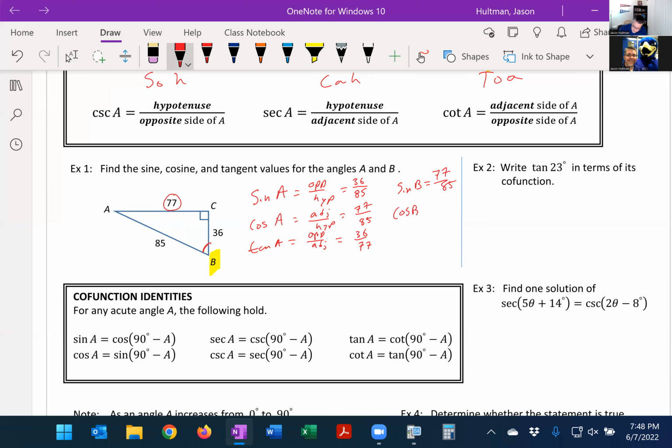The cosine of B, okay, that's going to be the adjacent. Well, the adjacent of what? The adjacent of angle B. So the adjacent here is 36, and the hypotenuse is 85, and then the tangent of B is going to be the opposite over the adjacent, or in this case, 77 over 36, and that's the tangent of B.